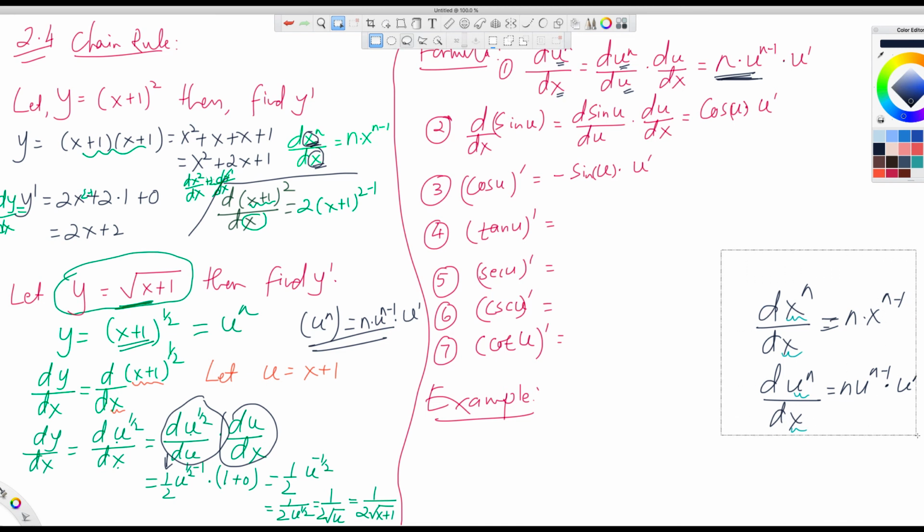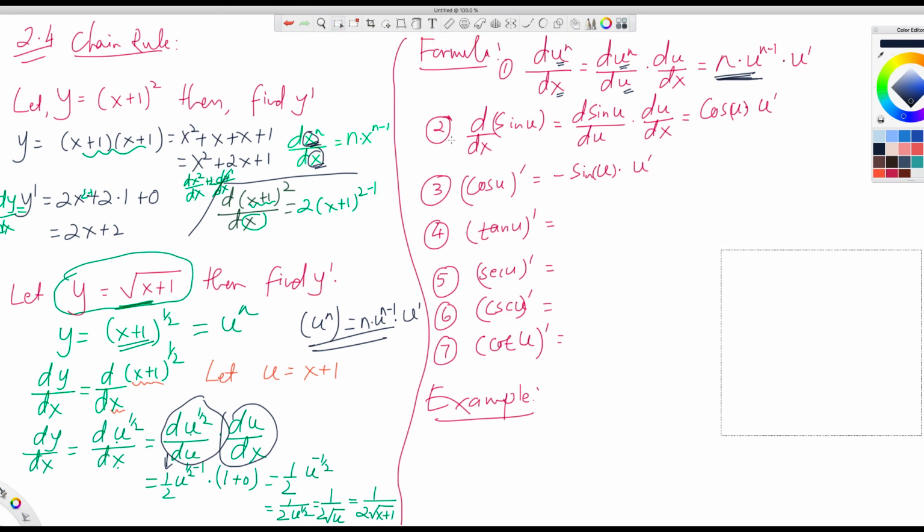Okay, so let us see some other formulas. Let us see the second formula: d sine u over du. Look at that. What is the formula for d sine x over dx? Look at that. Here they match, right? This x and x match. So in that case, the formula was cosine of x.